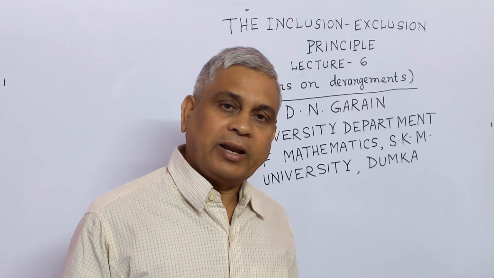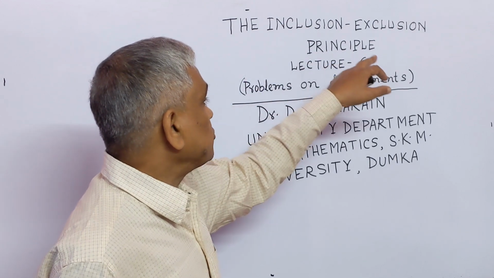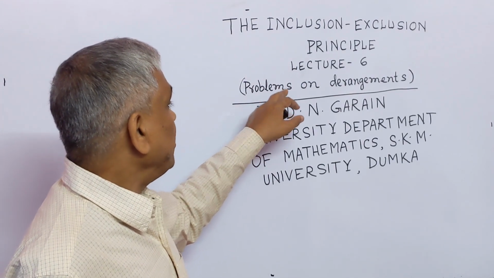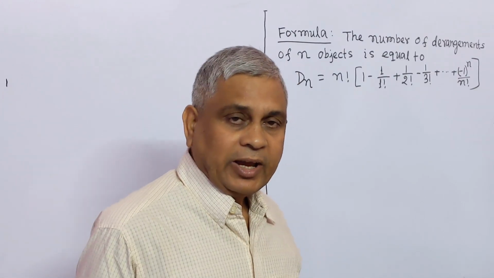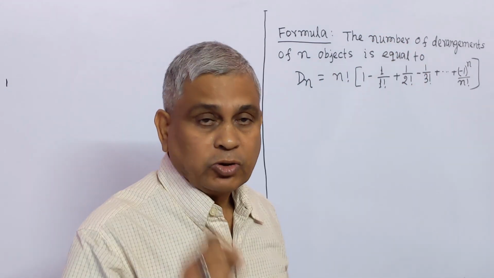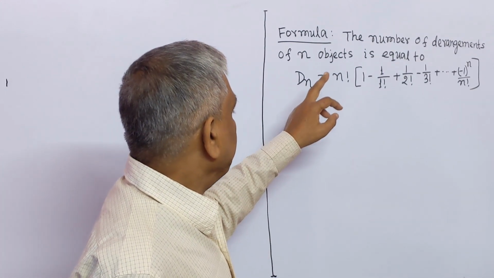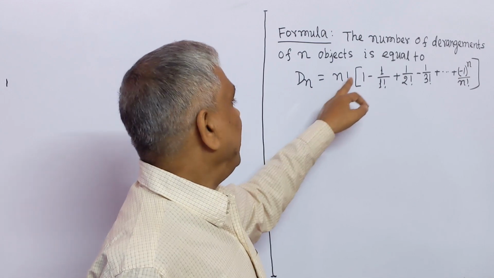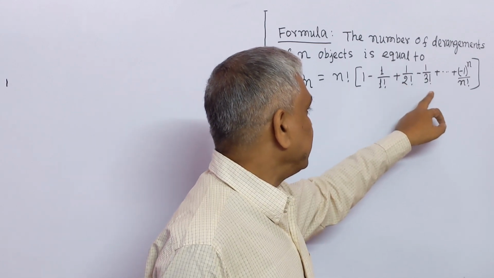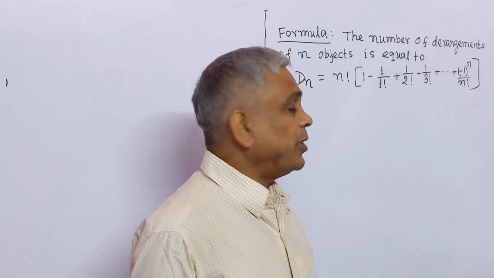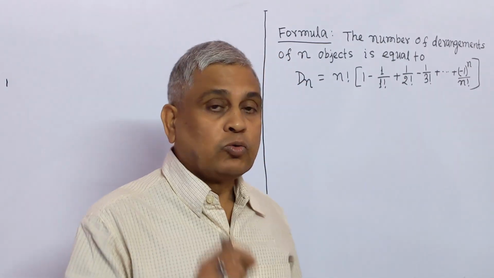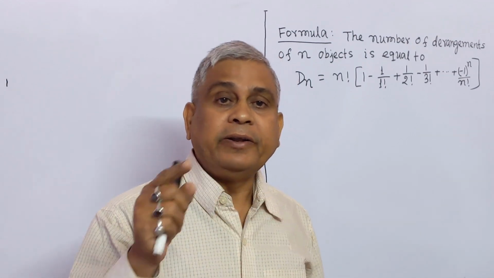Today, I will deliver lecture on the Inclusion-Exclusion principle, lecture number 6, in which I will solve some problems on derangements. Firstly, we write the formula for the derangements of n objects, which is denoted by Dn, and Dn equals n factorial multiplied by the bracket 1 minus 1 by 1 factorial plus 1 by 2 factorial minus 1 by 3 factorial plus dot dot dot plus minus 1 to the power n by n factorial, bracket closed. Now we use this formula to solve different problems on derangements.